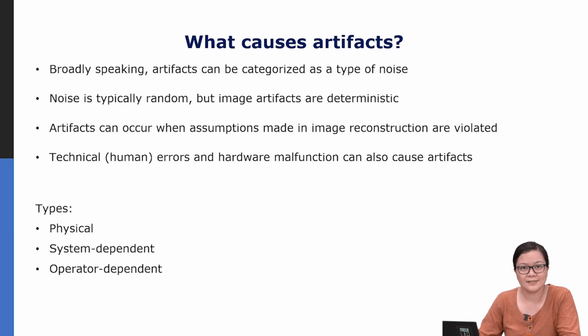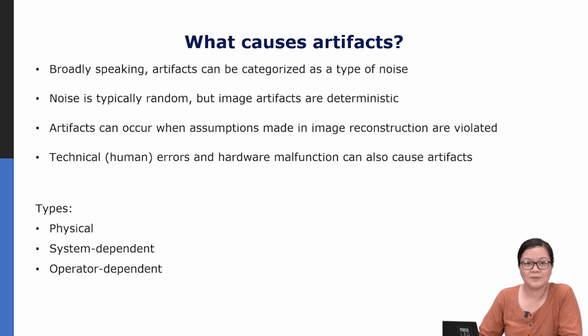And what causes these artifacts? Broadly speaking, artifacts can be characterized as a type of noise, but noise is typically random. Image artifacts, on the other hand, are deterministic, and can occur when assumptions of image reconstruction are violated. They can also be caused by any technical or human errors or hardware malfunction.